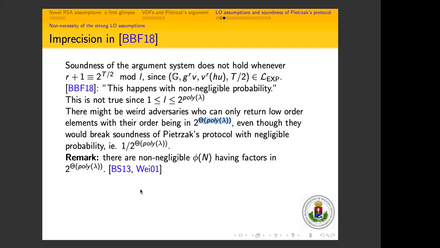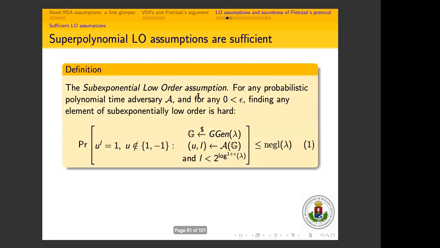Okay, so this imprecision gives us ways to improve on this bound. And what we found is that super polynomial low order assumptions are sufficient. So this is exactly the same low order assumption definition, but here we don't have an exponential function of the security parameter, but a sub-exponential. And then, let us be greedy, because now we decreased from 2 to the polylambda to 2 to the sub-exponential. Can we decrease it to polylambda? It would be nice, or constant, like let's be super greedy.